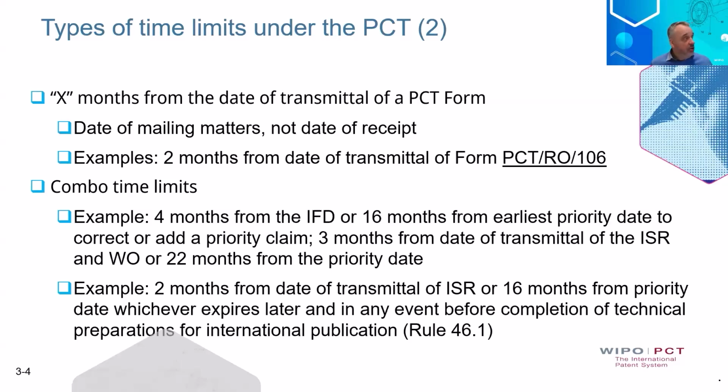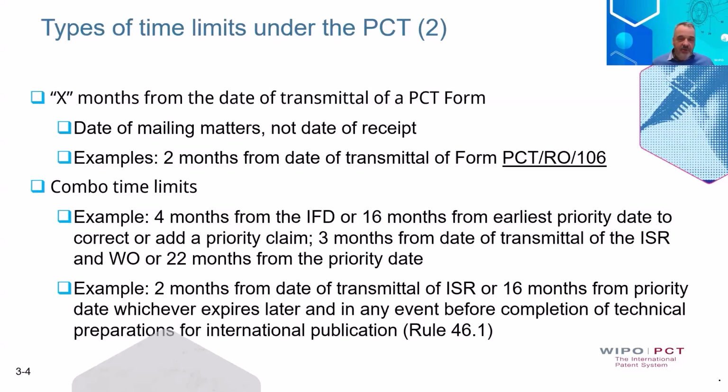Under some national laws, it might be different. The starting point might be the date of receipt of something, but under the PCT, it's always the date of transmittal, the day of sending it out by the office. And now we come to the most fun kind of time limits under the PCT, and I'll call them combo time limits, even though that's not exactly an official term. But often in the PCT, we combine multiple time limits, and then you need to figure out of these multiple time limits, which one is the one that applies in your particular case. Now, isn't that a lot of fun?